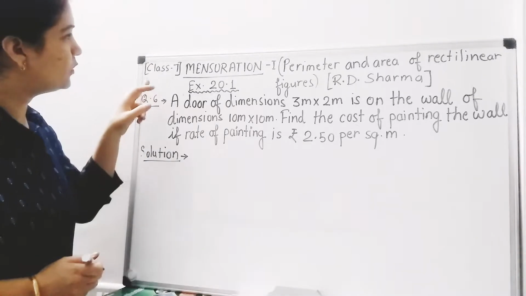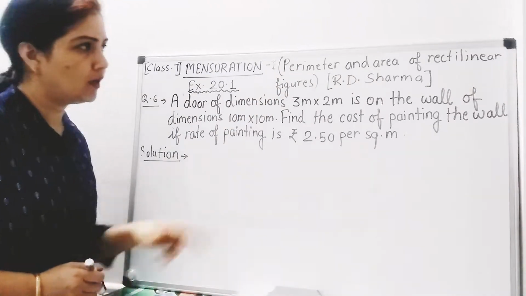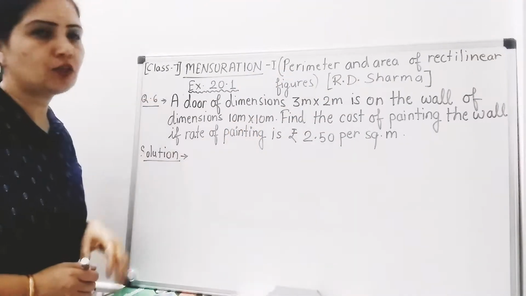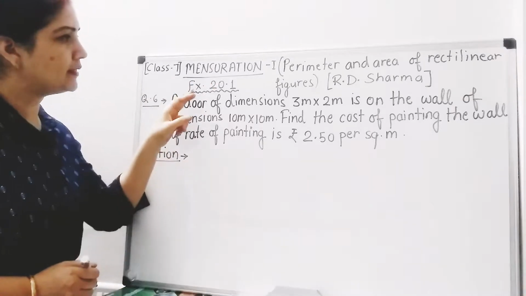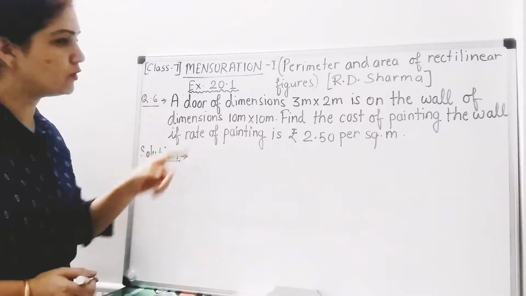So today we are going to see mensuration, perimeter and area of rectilinear figure. This is from R.D. Sharma, class 7, Chapter 20, exercise 20.1, and I have taken question number 6. So let's see how we can solve.